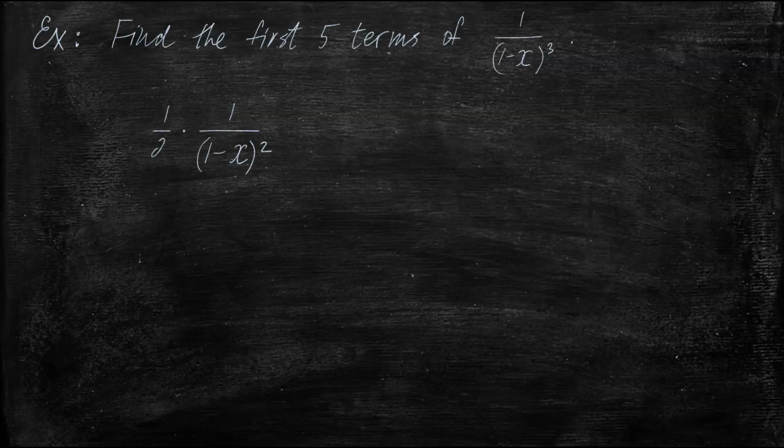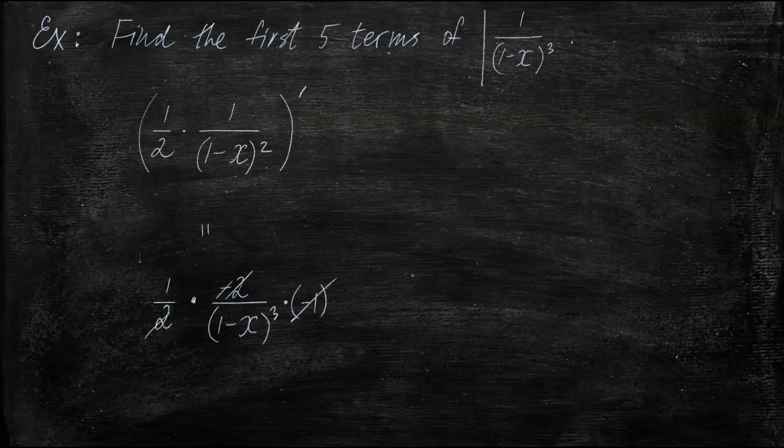so if we take 1/2 of this function and then take the derivative of it, then per chain rule, we're going to get negative, so we're still going to have 1/2, then we're going to have negative 2 over 1 minus x to the power 3 times the derivative of the denominator, which is negative 1. And as you can see, after everything is reduced, we end up with exactly the original function.